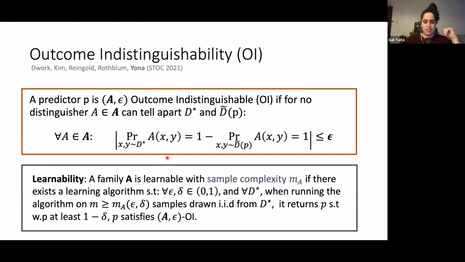One perspective that I'll discuss in the next few slides is this question of learnability, or how many samples I need to see from the real distribution D star before I can learn a predictor that's outcome indistinguishable. I'm going to say that a family of distinguishers A is learnable with sample complexity M if there is a learning algorithm that, for every accuracy parameter epsilon and success probability delta, and for every distribution D star, if the algorithm receives more than M(epsilon, delta) samples drawn from D star, then what it returns satisfies (A, epsilon)-OI with high probability.